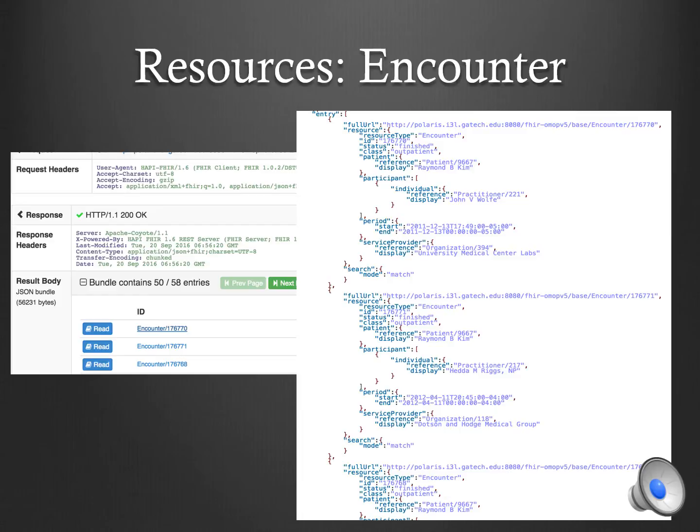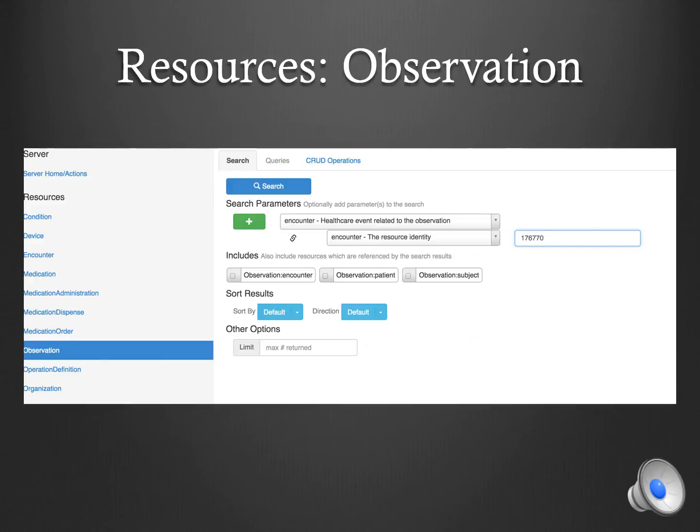Looking at one example of the first entry, it shows that he visited University Medical Center labs to see John Wolf on December 13, 2011. I'm going to remember this encounter by keeping this encounter ID 176770 for the next search on observation. This time I'm retrieving some observation data using the encounter ID that I grabbed from the last slide to learn about some clinical assessments that were done on this patient Raymond Kim during his visit on December 13, 2011.